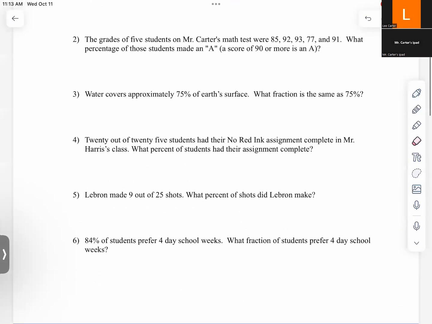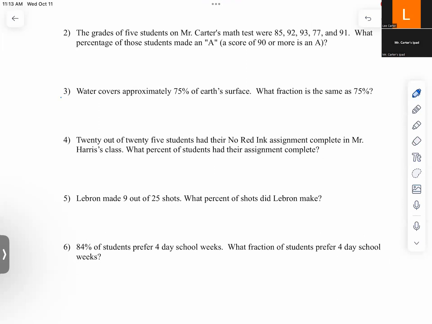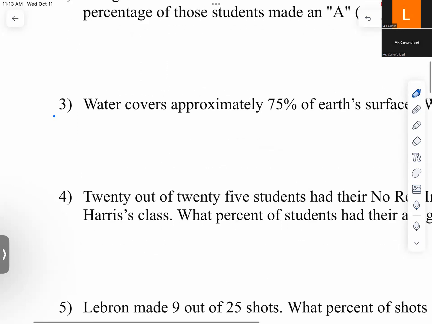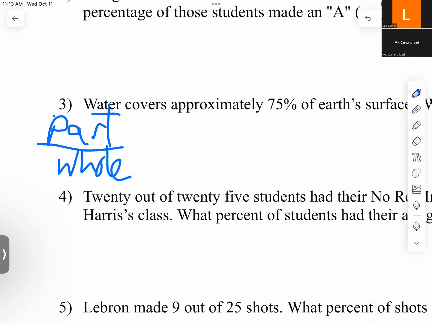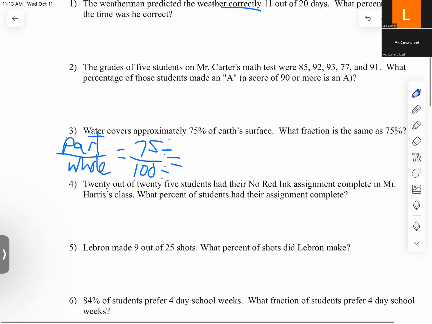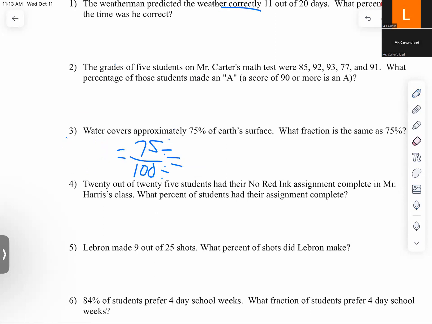Now, some of the questions are reversed. Like number three here, water covers approximately 75% of Earth's surface. What fraction is the same as that? You could still go with part over whole, and 75% means you put it over 100 and then you just reduce it, so you divide it by something. Or, again, the wording can be the way I just showed you, or it could be water over total, or over all the Earth, or the whole, or whatever. Either way works.